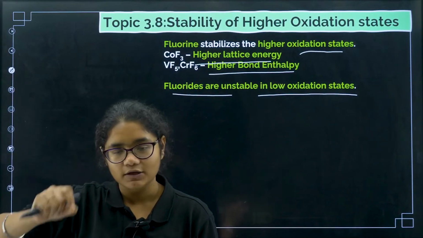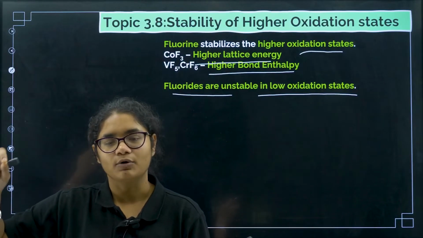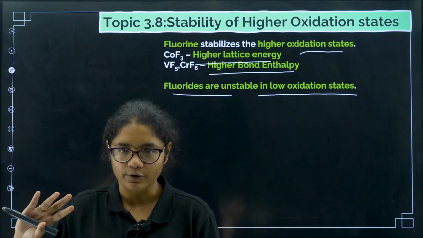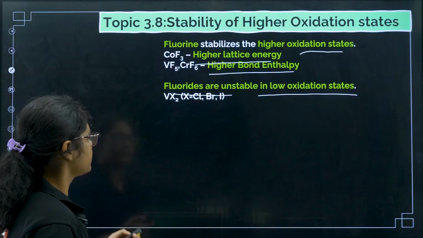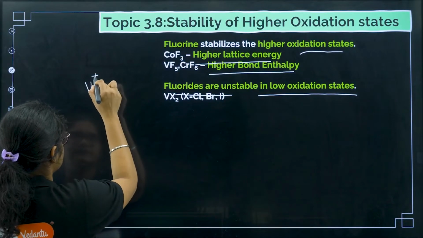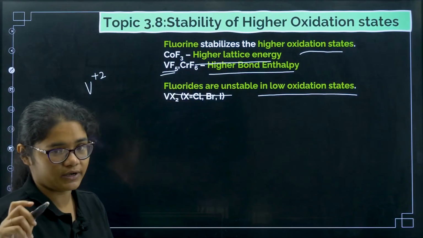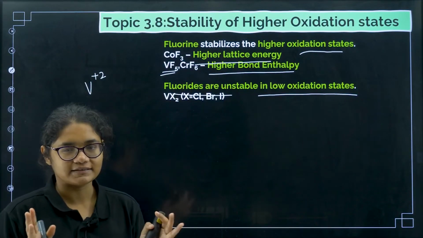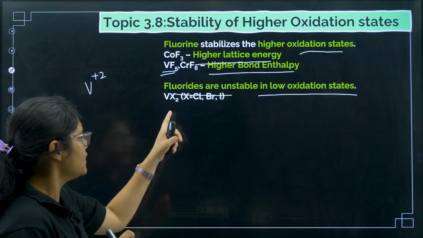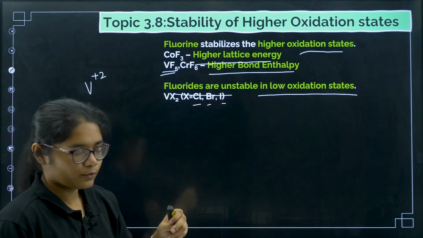And when the metal is in the lower oxidation state, it forms bonds with chlorine, bromine and iodine. Now here you can see, for example, vanadium. When vanadium is in +5 oxidation state, it forms bonds with fluorine. But when it is in +2, it doesn't care about fluorine. It forms bonds with chlorine, bromine and iodine.